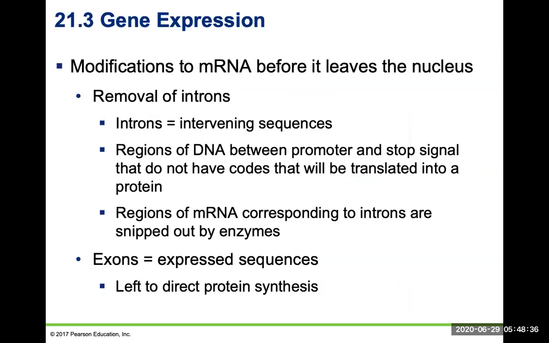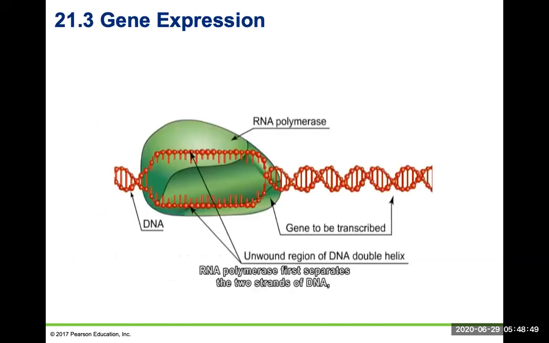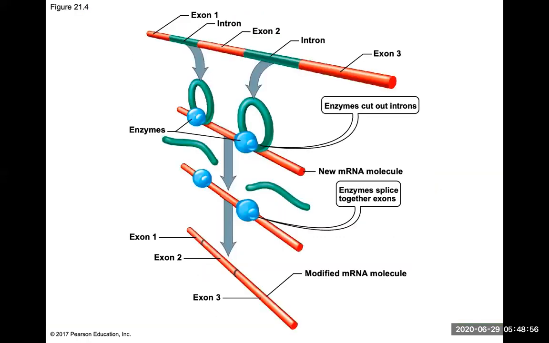Modifications to RNA, I'll let you read through these. Introns are intervening sequences that will be removed. And exons are expressed sequences that are left to direct protein synthesis. This is a great video. I would encourage you to watch this one on gene expression. And this just shows how the introns are taken out and we are left with exons, and that is the modified mRNA model that will be involved for gene expression.